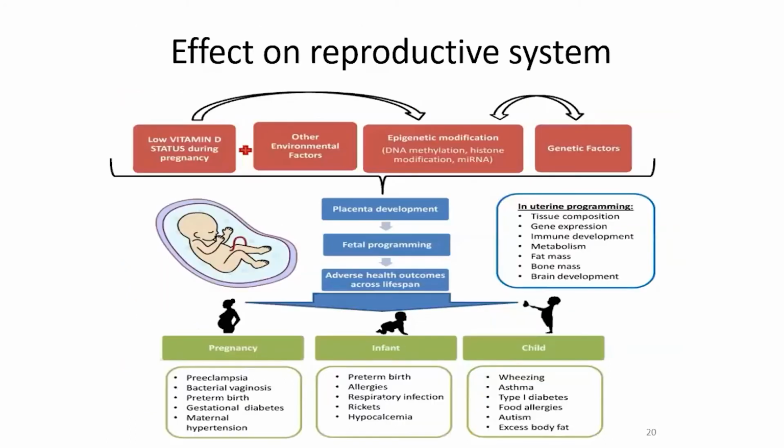Coming to its effect on the reproductive system, some studies showed that low vitamin D status during pregnancy interferes in the development of the placenta. Later on, that leads to some deformities in fetal programming, which is going to affect the development of the baby and even cause preeclampsia. And this may lead to preeclampsia in pregnancy, later on maternal hypertension.